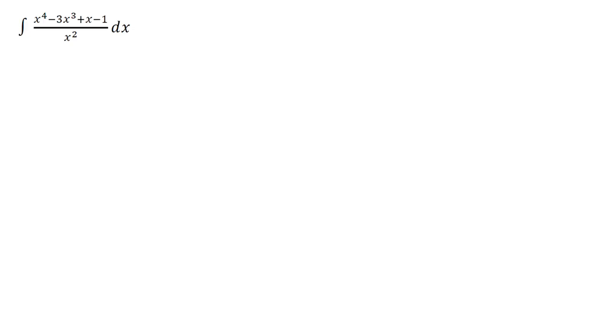For our next one here, what we want to do first is divide every term here by x squared. So x to the 4th over x squared is x squared. Minus 3x cubed over x squared is just minus 3x. Plus x over x squared is just 1 over x. Right? And minus 1 over x squared is just minus an x to the negative 2.